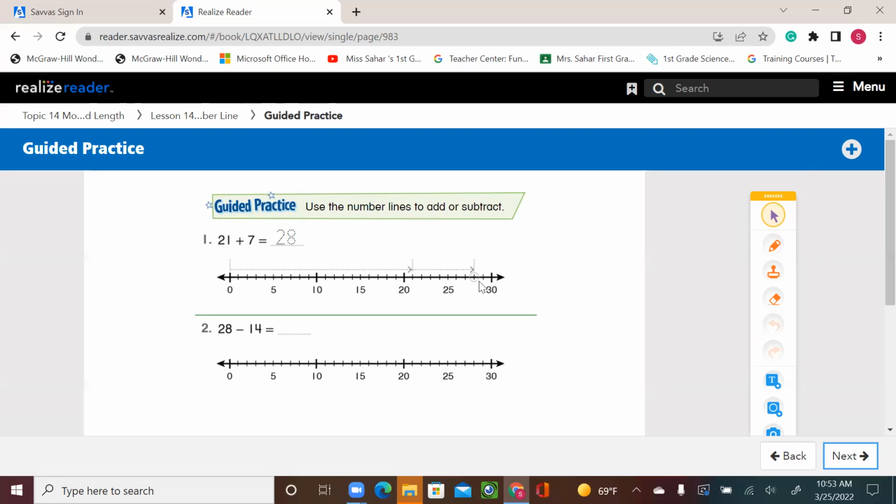Where did we land? Very good. 28. How do I know? This is 25 and count what you have. 26, 27, 28. So 21 plus 7 equals 28 using that number line. Number 2, 28 take away 14. First, I need to stop at 28. So let's use the number line and start from the 0 and go all the way to 28. This is 25, 26, 27, 28.